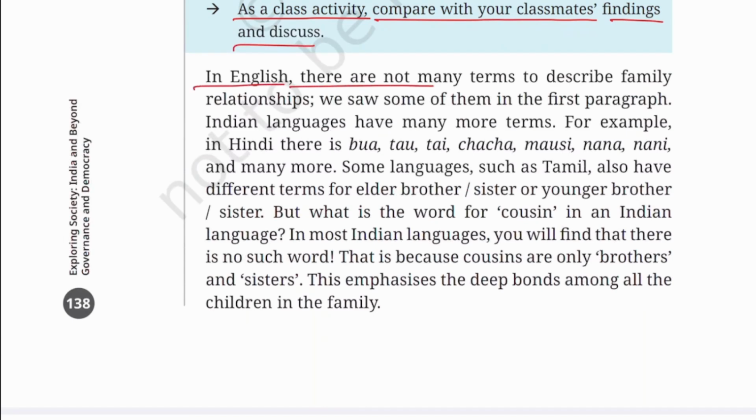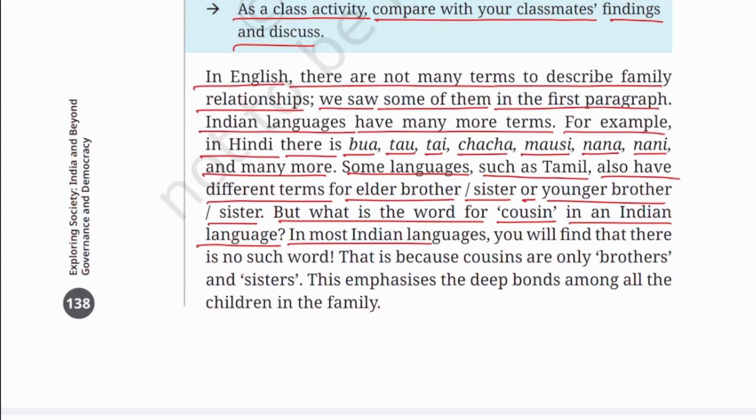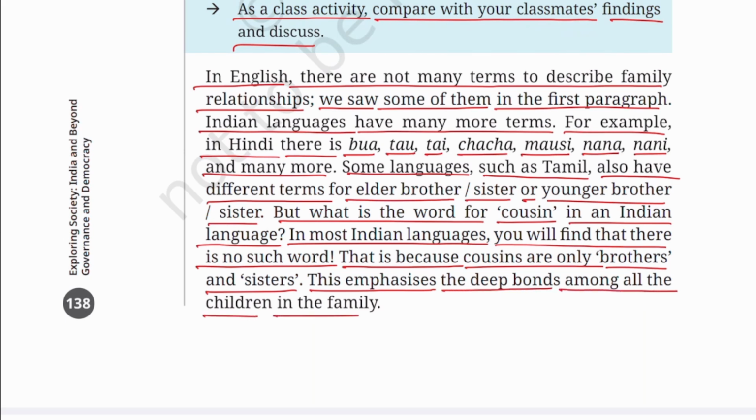In English, there are not many terms to describe family relationships. We saw some of them in the first paragraph. Indian languages have many more terms. For example, in Hindi, there is Bua, Tau, Tai, Chacha, Mausi, Nana, Nani, and many more. Some languages, such as Tamil, also have different terms for elder brother, sister, or younger brother, sister. But what is the word for cousin in an Indian language? In most Indian languages, you will find that there is no such word. That is because cousins are only brothers and sisters. This emphasizes the deep bonds among all the children in the family.